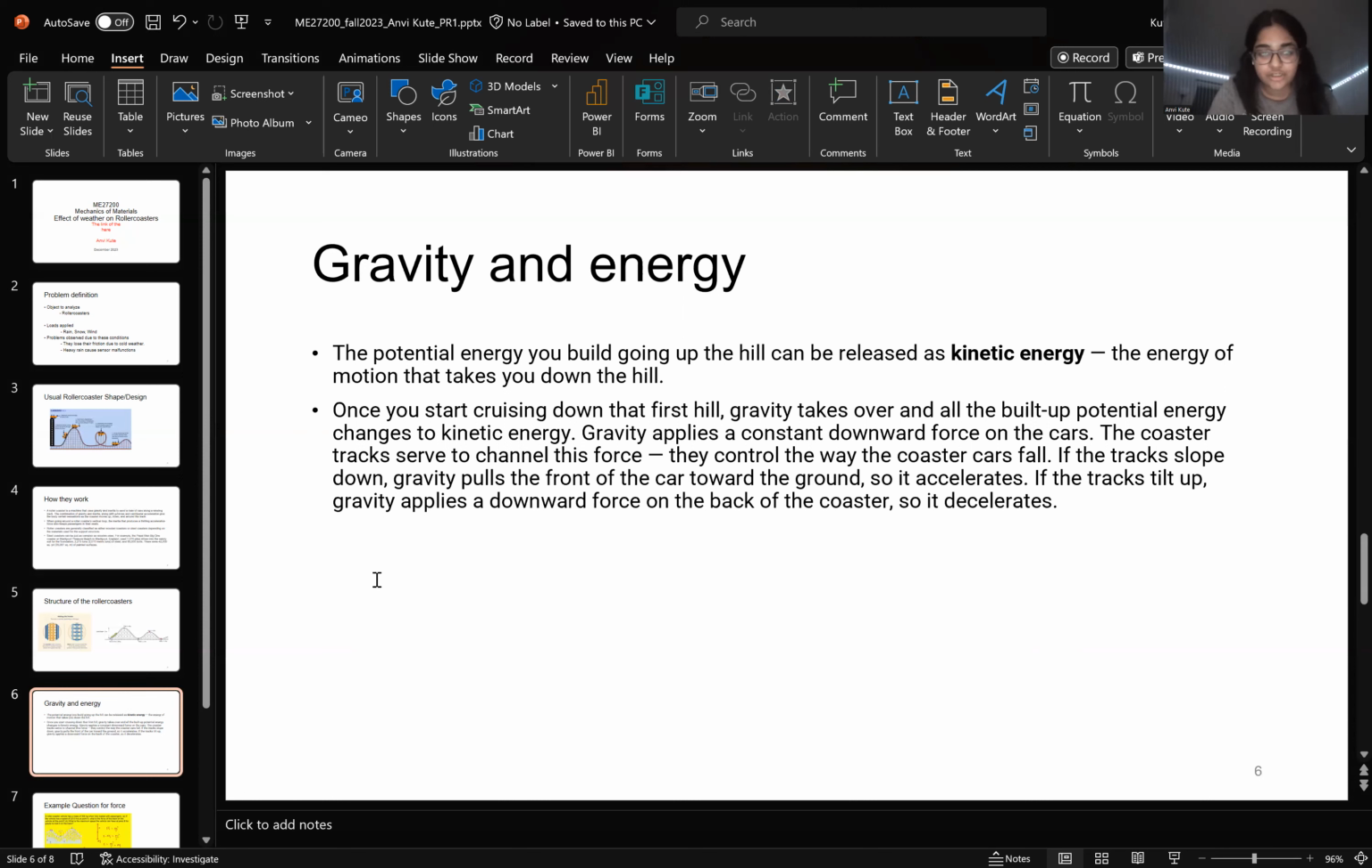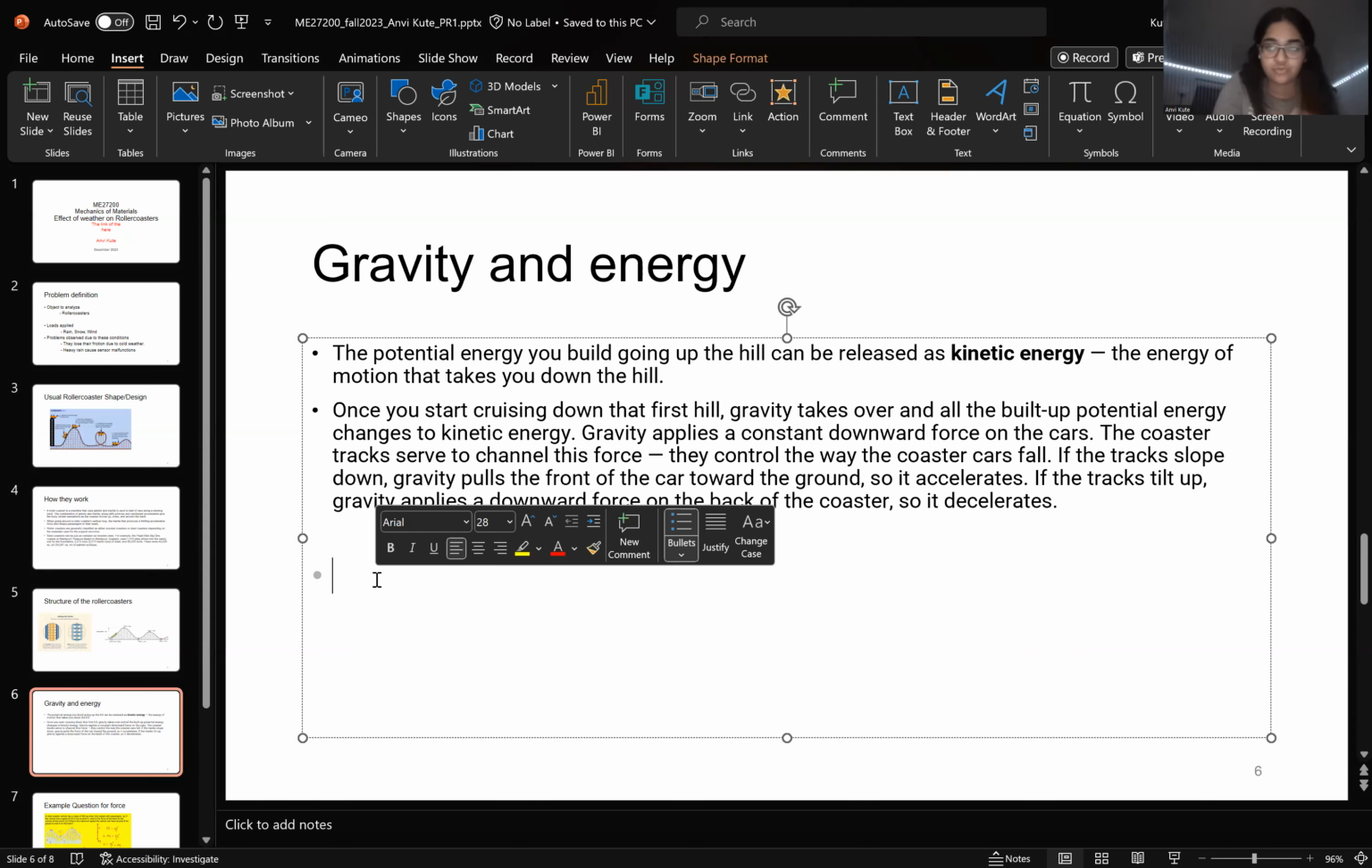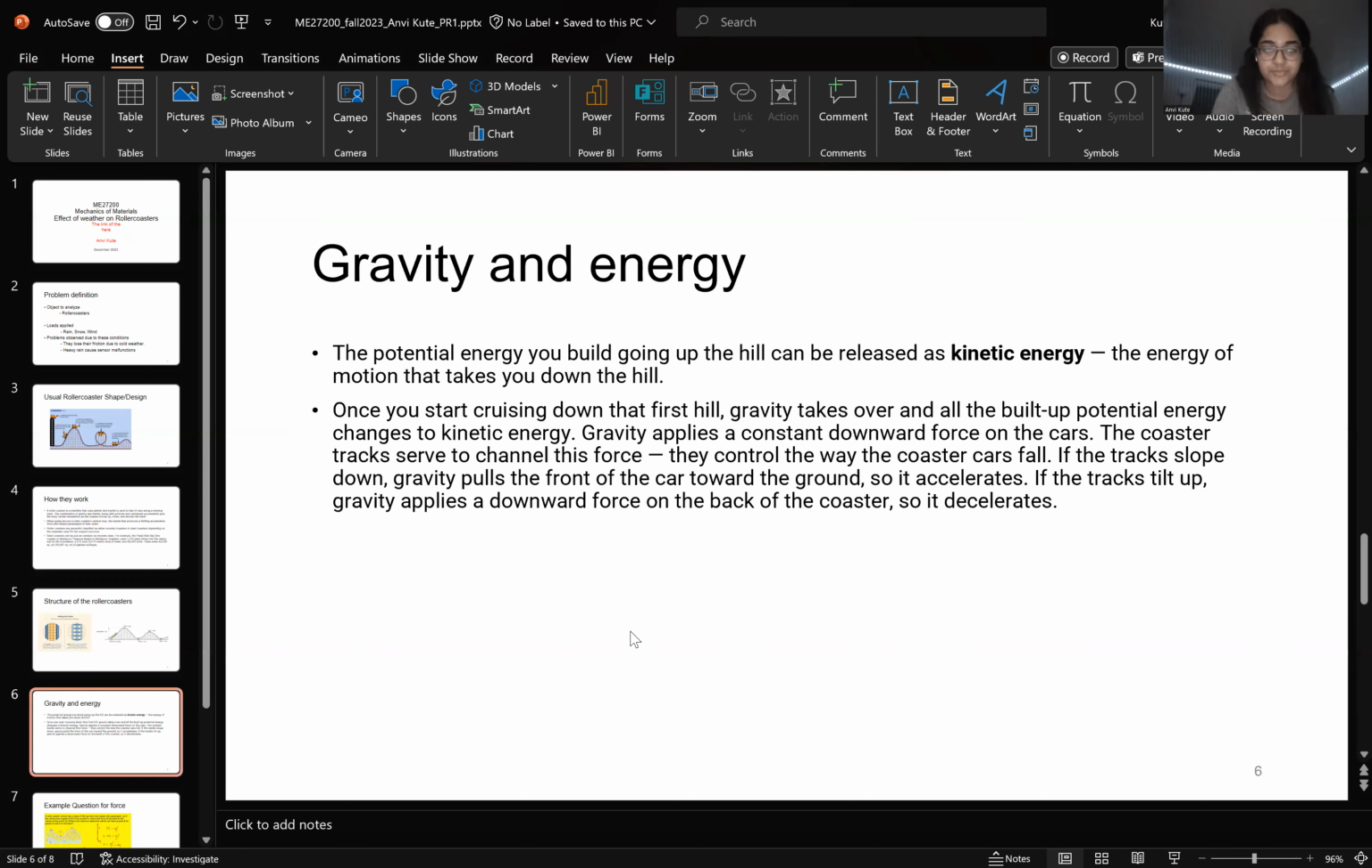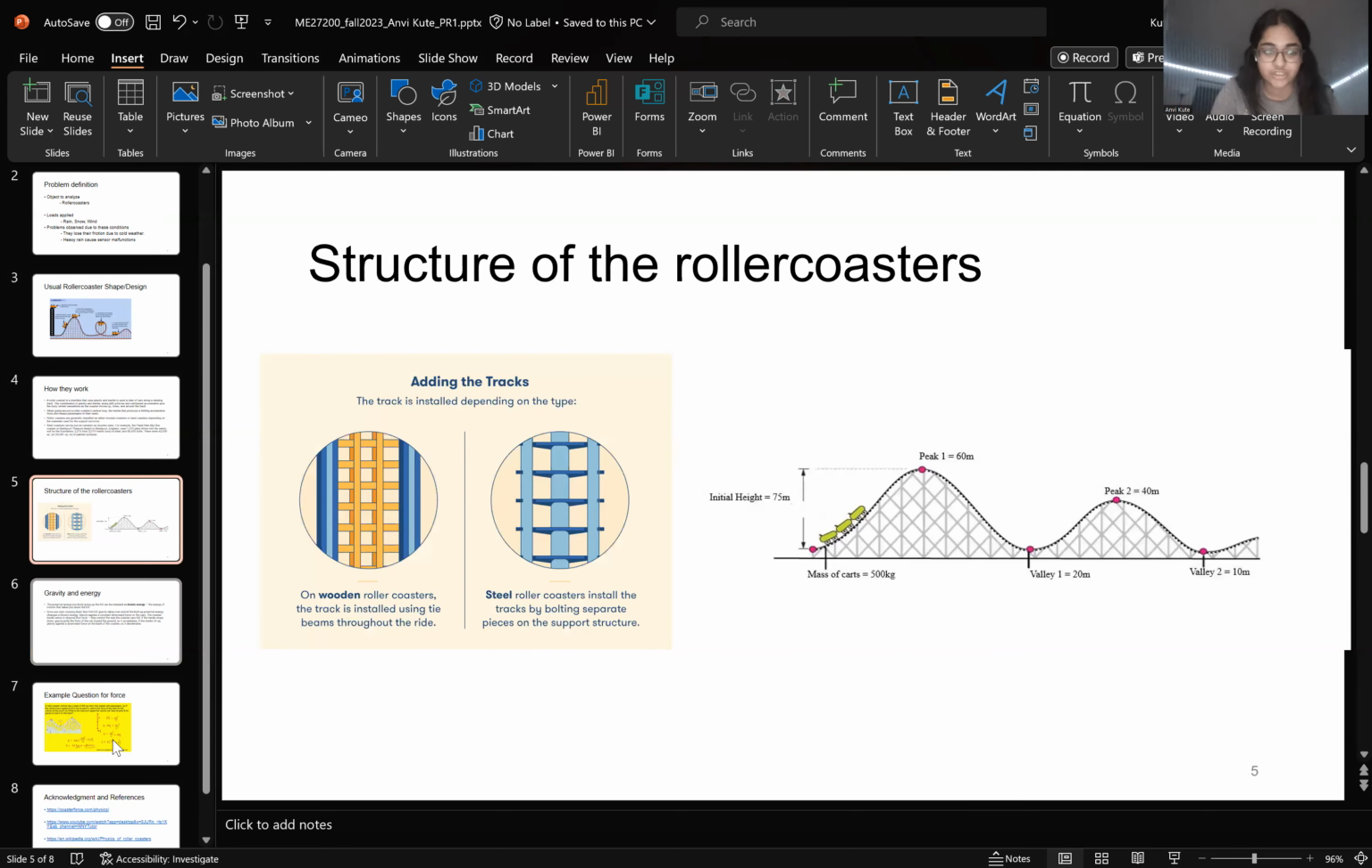roller coasters. The potential energy you build up going up the hill can be released as kinetic energy, and that's the basic flow of any roller coaster. Once you start cruising down the first hill, gravity takes over, and all the built up potential energy changes to kinetic energy.